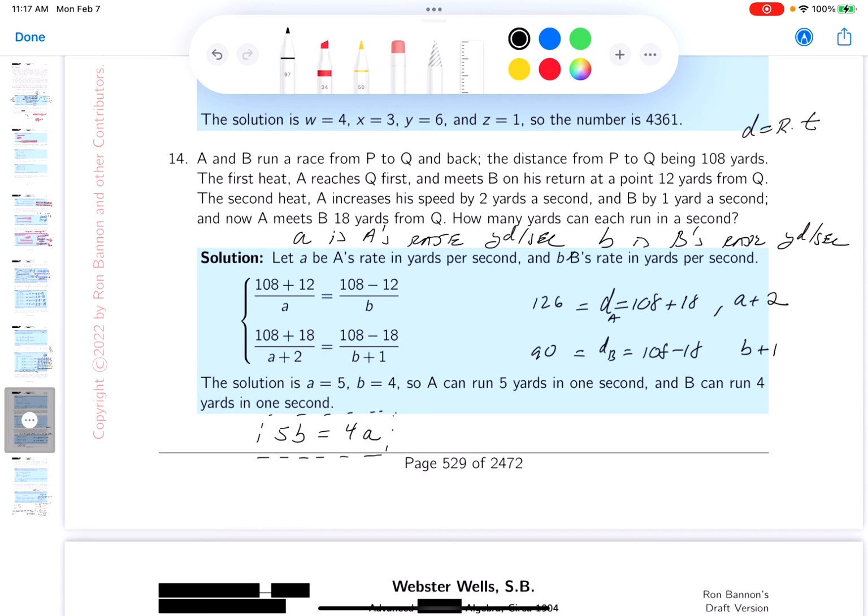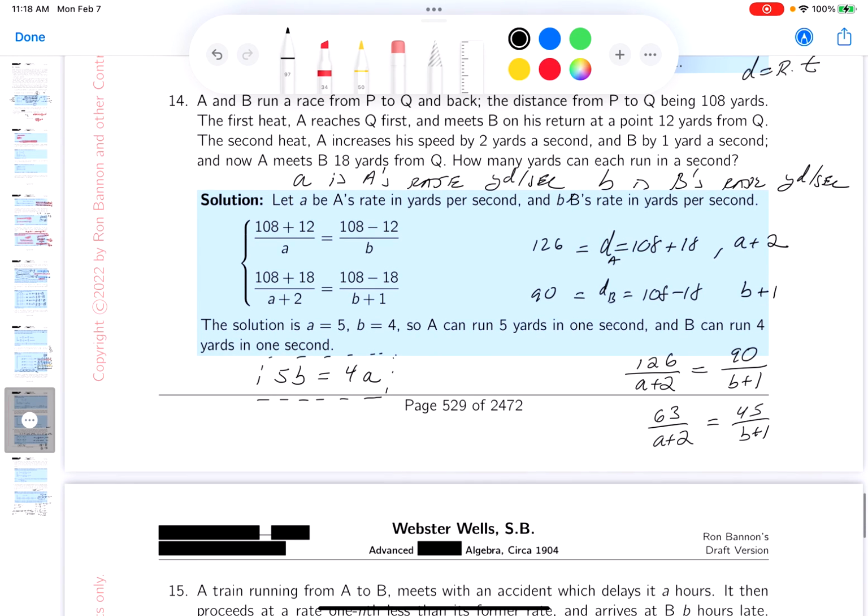So I got the same relationship. What's it going to be? Distance, 126, over his rate, which is A plus 2, is going to take the same amount of time for this guy here to do 90 divided by B plus 1. All right, I guess I should probably simplify. Let me just see if I can do that. 63 over A plus 2 equals 45 over B plus 1.